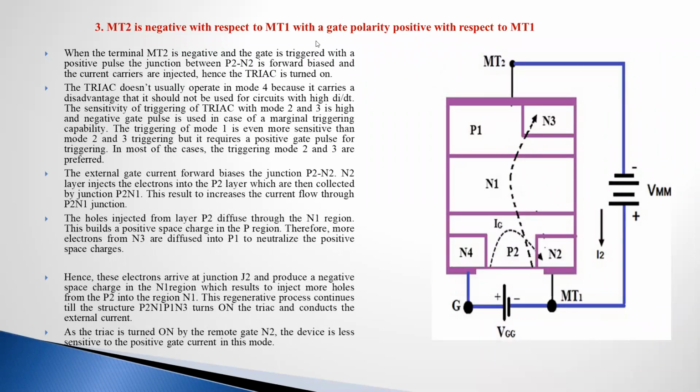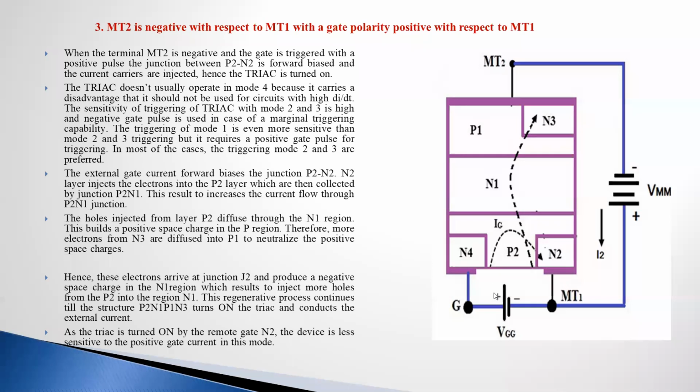And the third one: MT2 is negative with respect to MT1. It is just the opposite process to mode 1. Now MT2 is negative and MT1 is positive, and the gate is positive. Again, I will repeat: MT2 is negative, MT1 is positive, and the gate is positive. Clear?